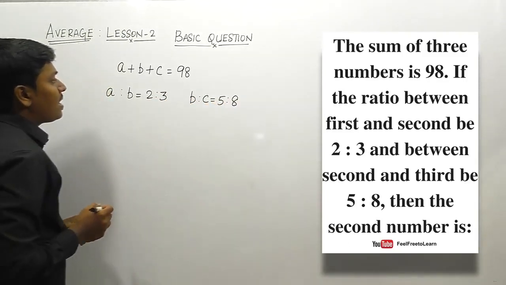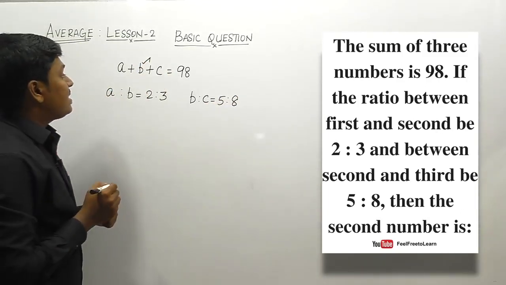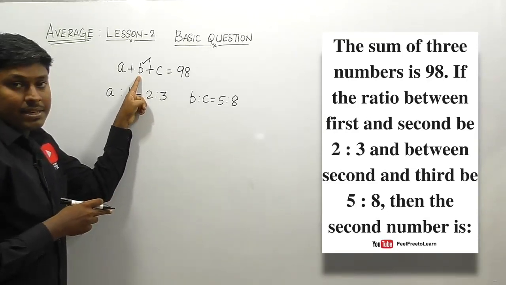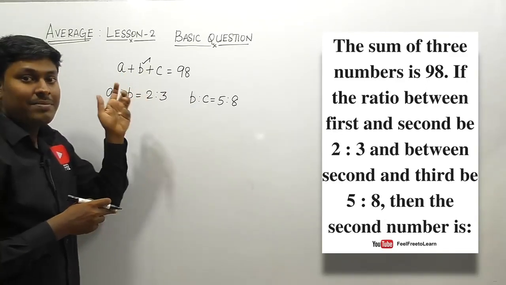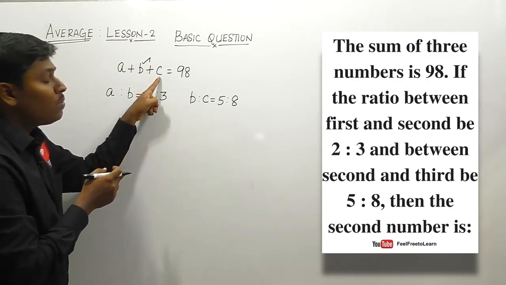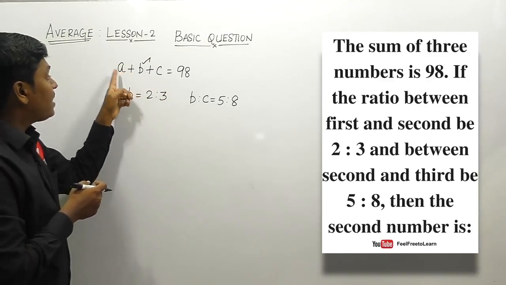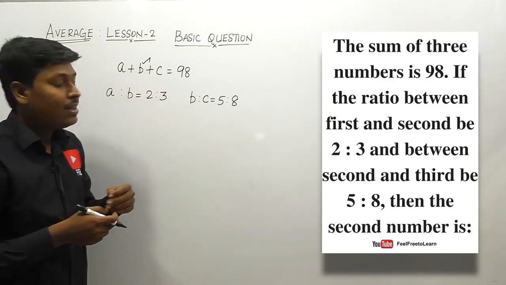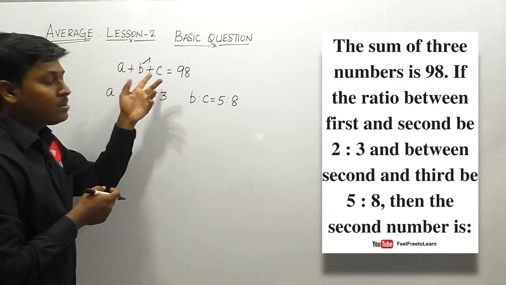So friends, our target is to find the value of B. If we need to find the second number, that is B, we need to convert the complete expression in terms of B so that we can easily find the second number. If they ask for the value of C, then convert the complete expression in terms of C. Convert A in terms of C and B in terms of C so that we can easily find the third number. If they ask for the first number, that is A, then completely convert this expression in terms of A.